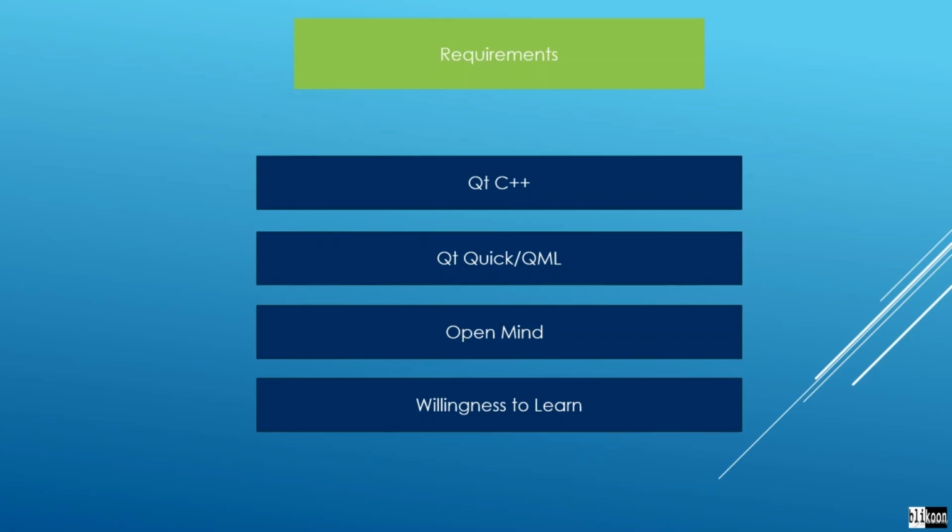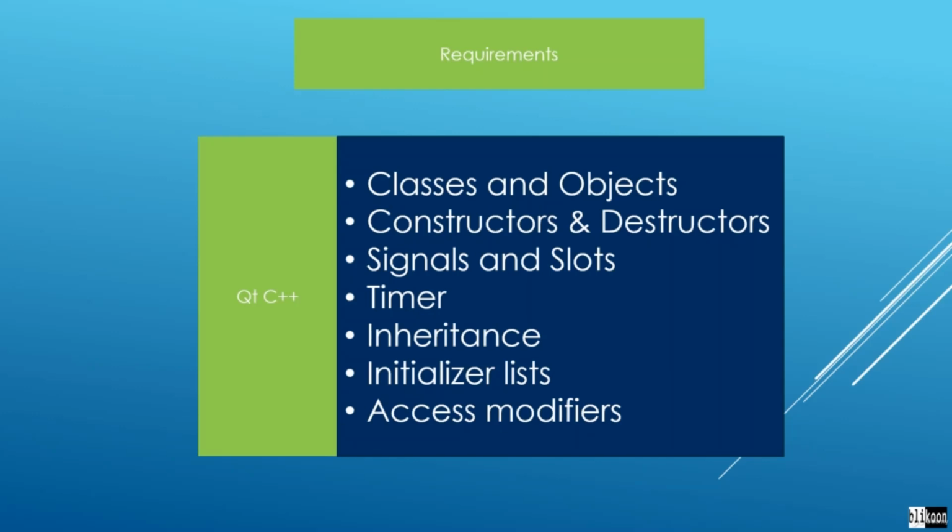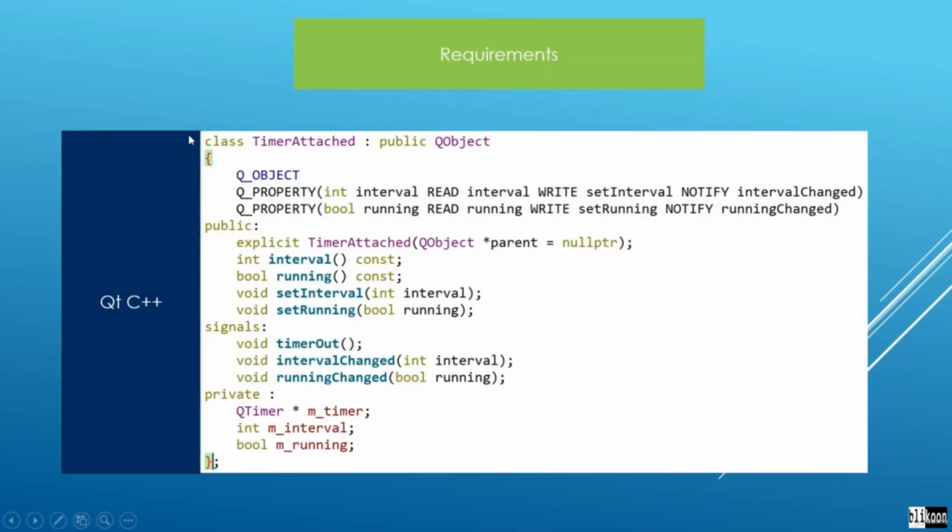In terms of Qt C++, you don't really need to be a wizard, but you should know some basics about object-oriented programming. You should know things like classes and objects. You should know about constructors and destructors, signals and slots, and all the things you see here. We are going to be writing classes like this. You see, we have a class defined here, we have a constructor, we have a few fields inside, and we have a bunch of methods that are going to manipulate the fields here.